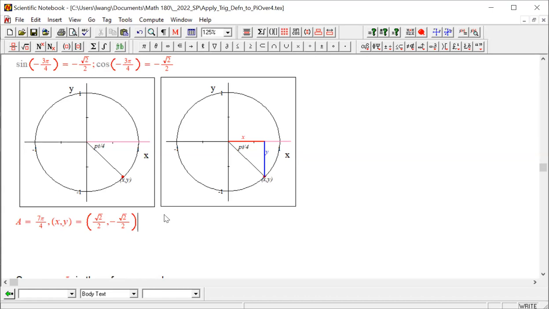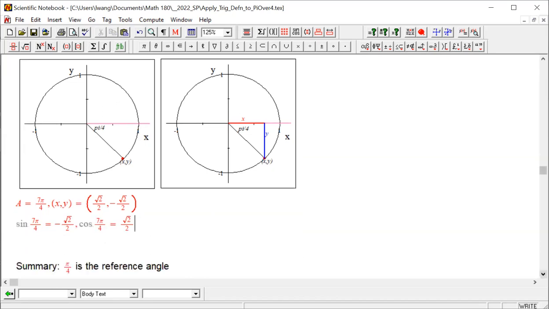I hope you guys have that visual: above the x-axis is positive, below the x-axis is negative, right? So now we can use the definition. Sine of A is y, y is negative root 2 over 2, and cosine of A equals root 2 over 2. You can also put this angle in place because we know the value. So this is how we express it.